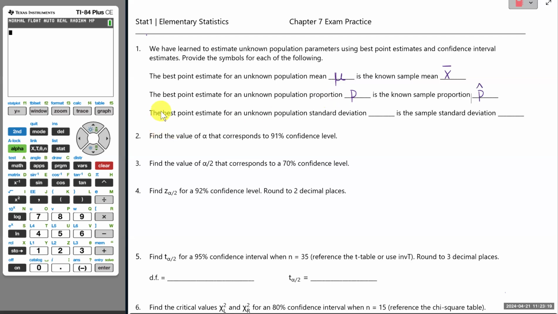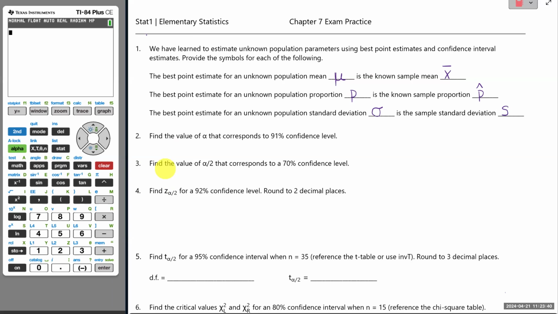And then finally, the best point estimate, if we don't have data from the population and we don't know our population standard deviation, sigma, that looks a little weird, sigma, our best point estimate is the sample standard deviation. All right, so the next questions involve alpha.